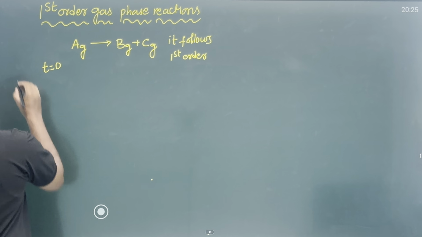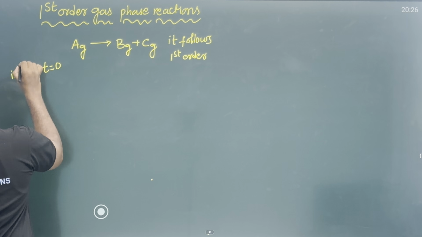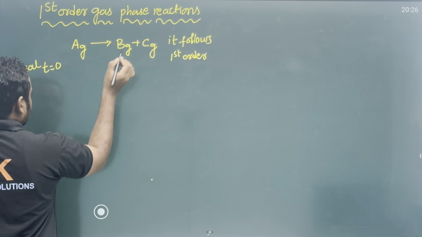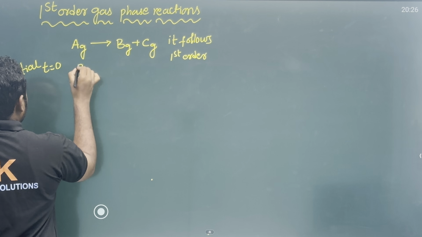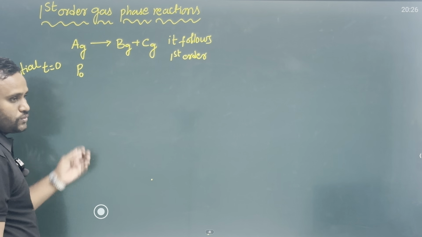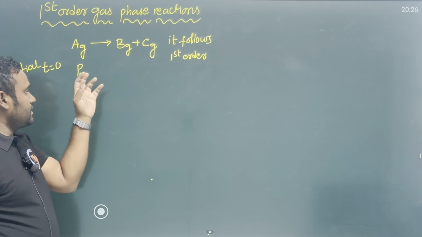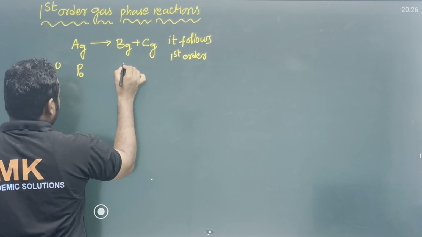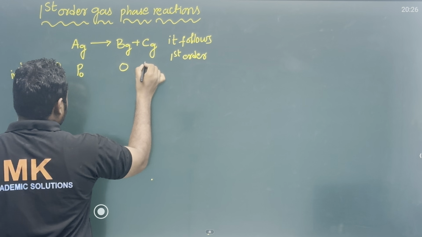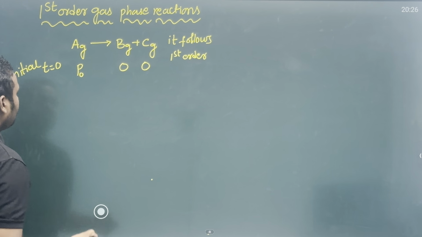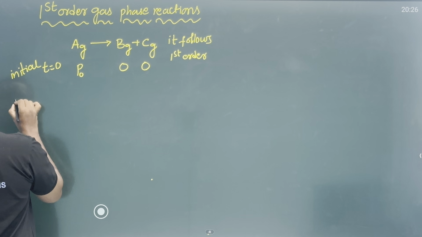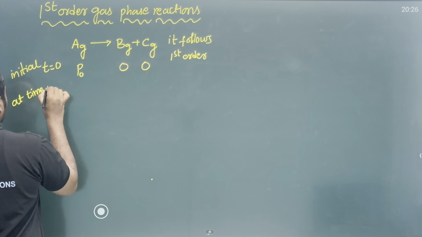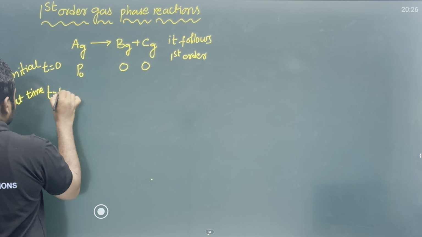At time t is equal to 0, the pressure exerted by gas A is called P naught, because only pure A gas is there. Here the pressure exerted by B is 0 and the pressure exerted by C is also 0. Next, at time t is equal to t, means after some time.